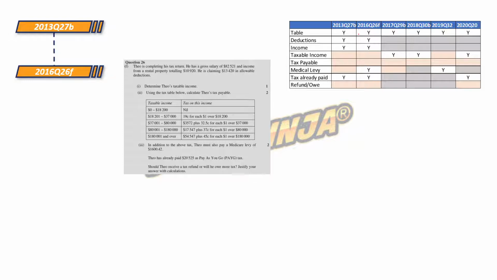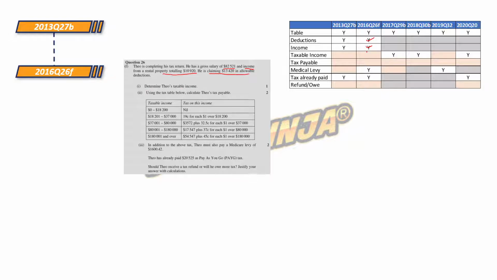2016, question 26F, we are looking at now. In this question, they have been kinder to you compared to 2013 question 27B, and I'll tell you why. Let's move one by one. He has a gross salary of 18,000 and there is another income of rental property of 10,920. So you're given some gross incomes. You're also given that there are some deductions. And then you're asked, what is the taxable income?